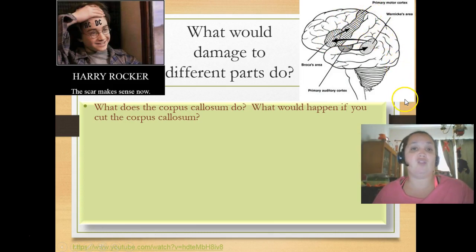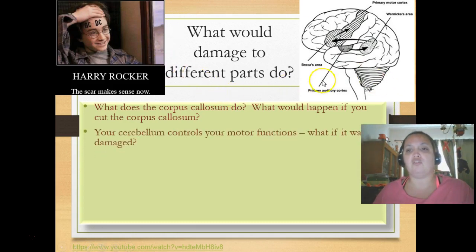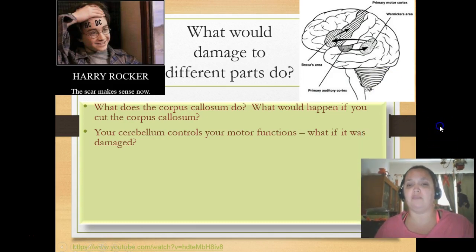But what would happen if you cut that corpus callosum? Sometimes when people have severe seizures or depressions, that's one of their last resorts. What happens? We'll talk about that. Your cerebellum back here, it controls your motor functions. What if that gets damaged? What happens to you if you suffer damage there?